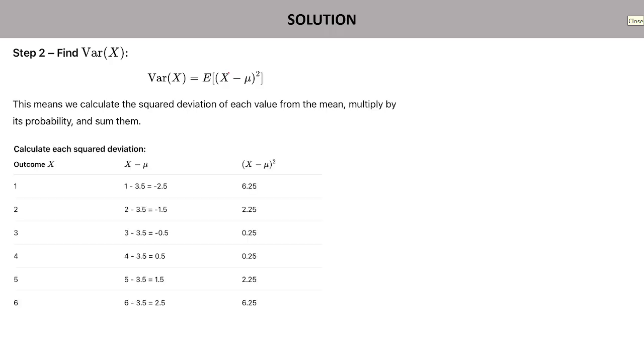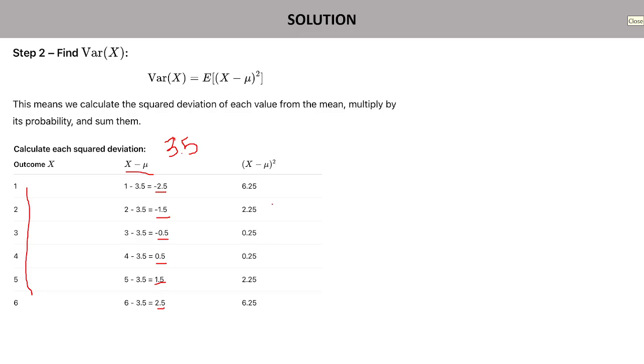So now we will just create a small table for it. We have six outcomes: 1, 2, 3, 4, 5, 6. And we know that the mu value is 3.5. What we simply have to do is subtract 3.5 from each value, which will give us x minus mu. So if our dice value is 1, then 1 minus 3.5 is minus 2.5. Similarly, 2 minus 3.5 is minus 1.5. Then 3 minus 3.5 is minus 0.5. 4 minus 3.5 is 0.5. 5 minus 3.5 is 1.5. And 6 minus 3.5 is 2.5.